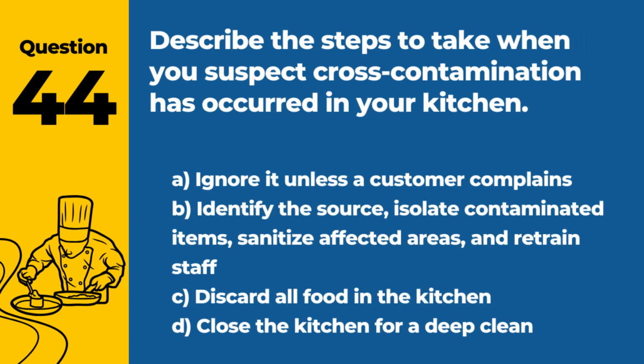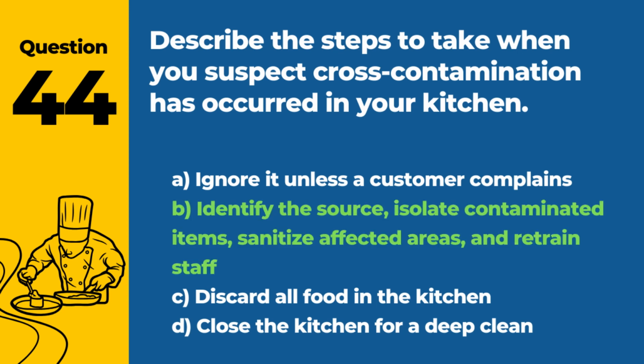Question 44. Describe the steps to take when you suspect cross-contamination has occurred in your kitchen. A. Ignore it unless a customer complains. B. Identify the source, isolate contaminated items, sanitize affected areas, and retrain staff. C. Discard all food in the kitchen. D. Close the kitchen for a deep clean.